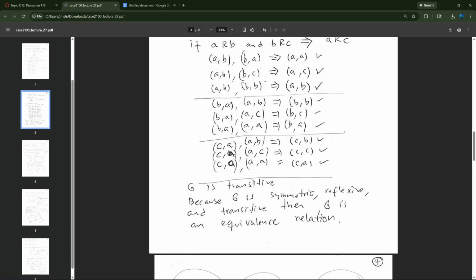So because graph G has these 3 properties, it's referred to as an equivalence relation. And those are the 5 concepts.